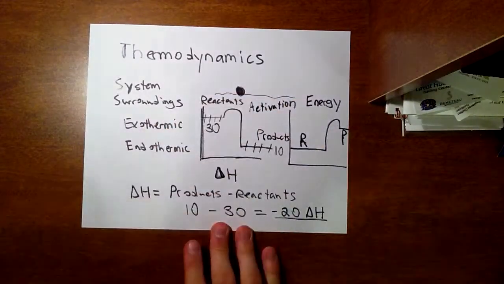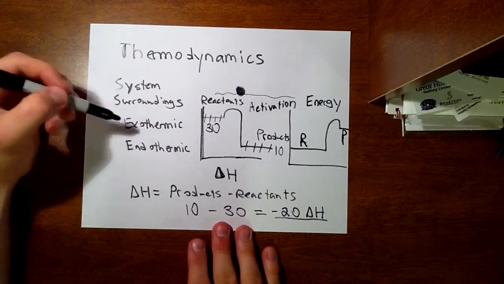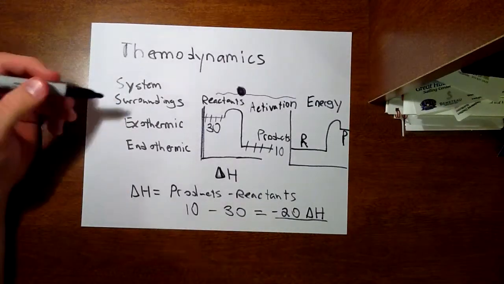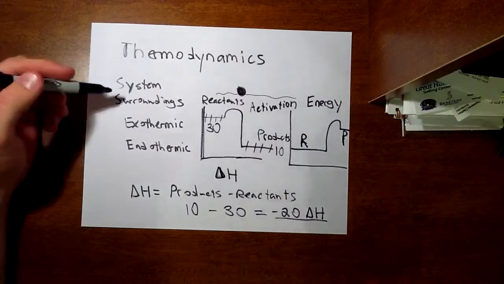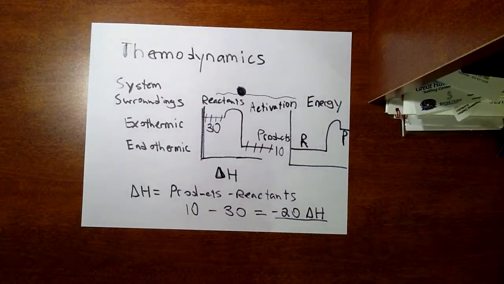So a negative delta H, in summary, is an example of an exothermic reaction where the system is going to be losing this energy, but the surroundings are going to be gaining it. You're going to be releasing that energy in the form of heat, or any form of energy.